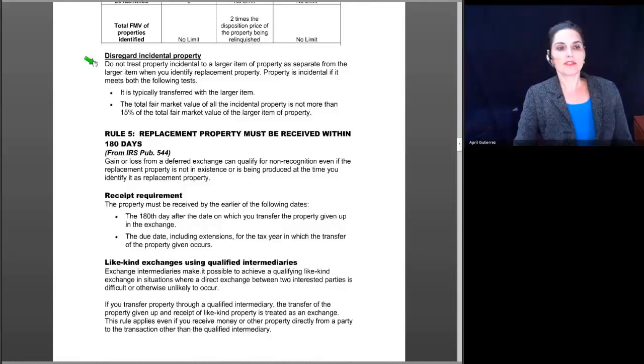Disregard incidental property. Do not treat property incidental to a larger item of property as separate from the larger item when you identify replacement property. Property is incidental if it meets both of the following tests. It is typically transferred with the larger item, and the total fair market value of all incidental property is not more than 15% of the total fair market value of the larger item of property.